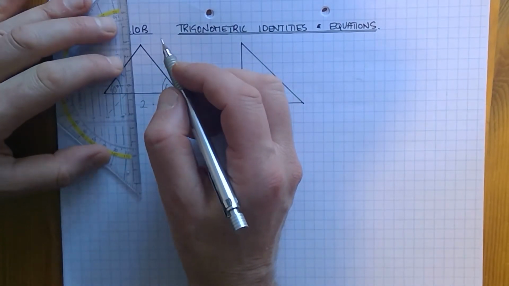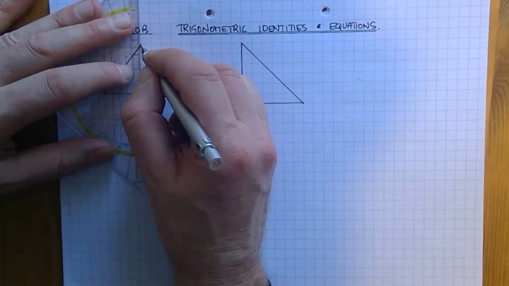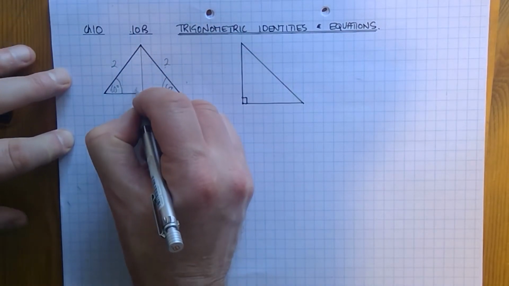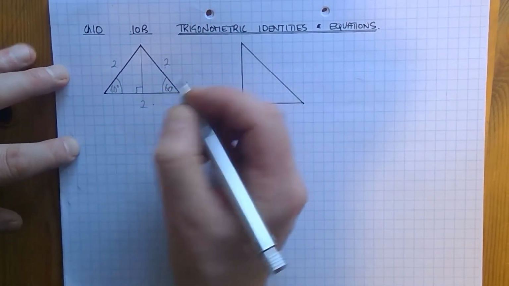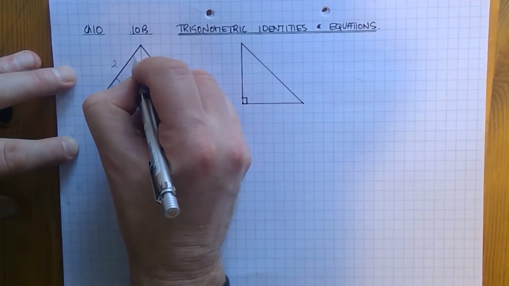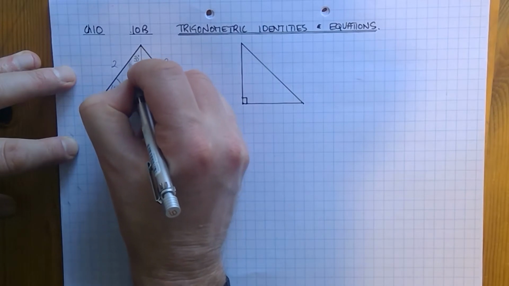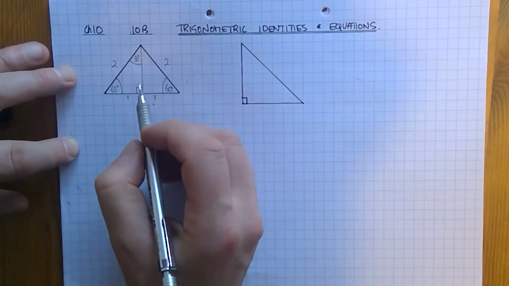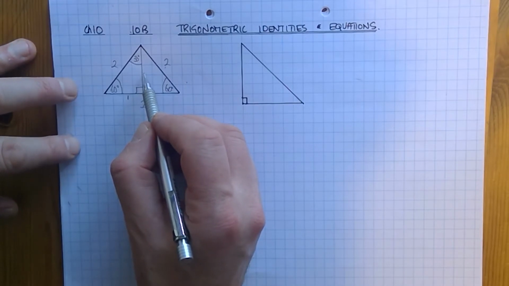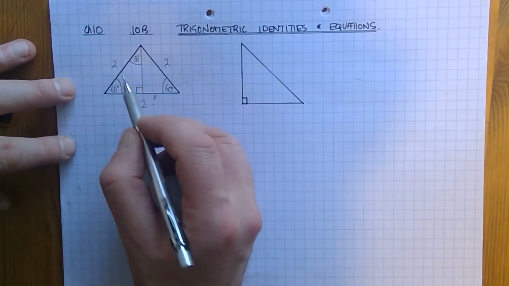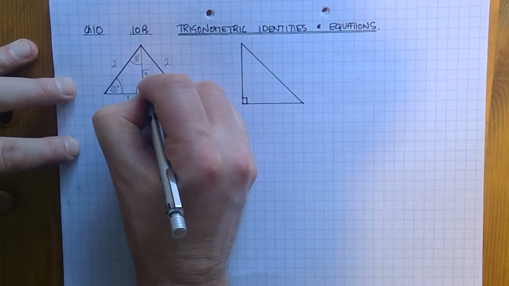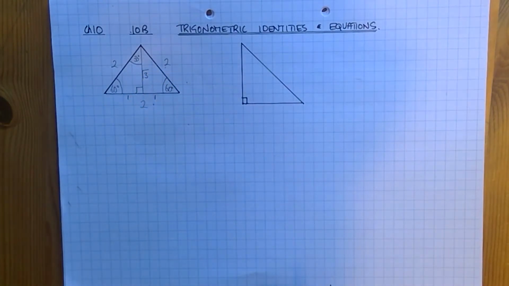I'm going to drop a vertical from here. So it cuts my triangle in half. That's a right angle there. So that's 1, and that's 1. This angle here is now 30 degrees. And using a simple bit of Pythagoras, I'm going to work out this side here. I'm sure you can see it's the square root of 2 squared minus 1 squared, which is the square root of 3. So there's my triangle.